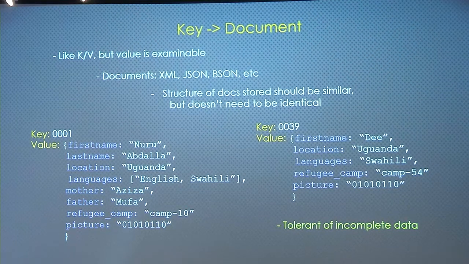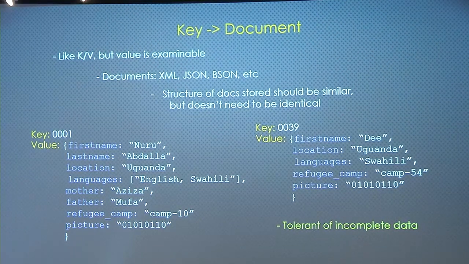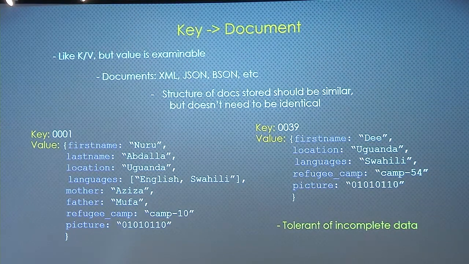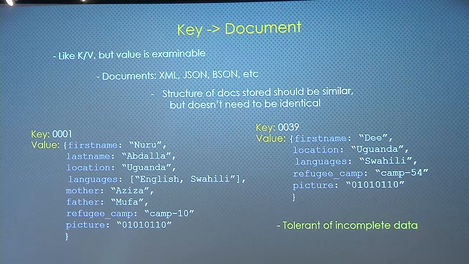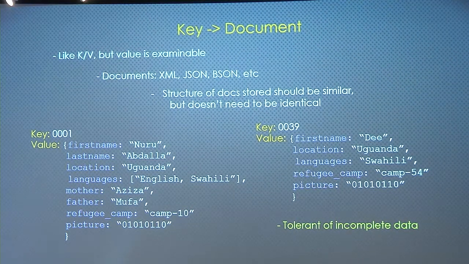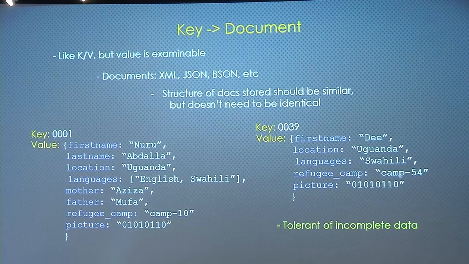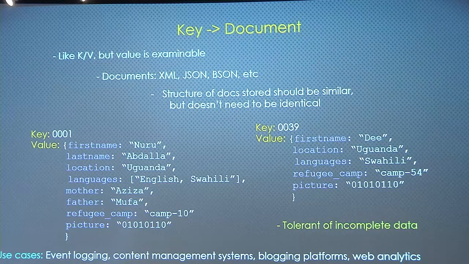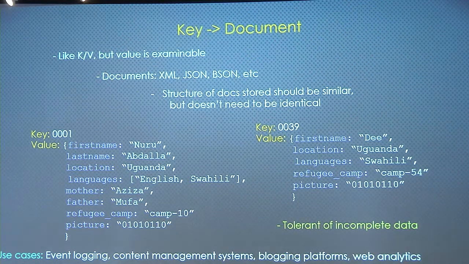And later on, maybe somebody else in the camp will recognize D and will tell you, hey, by the way, I do know who her parents are, or I know some more information about her. In that case, you can connect back to that value, and you can append only what you want to it. So the use cases here are event logging, content management systems, blogging platforms, or web analytics, which are all pretty good use cases for something like this.